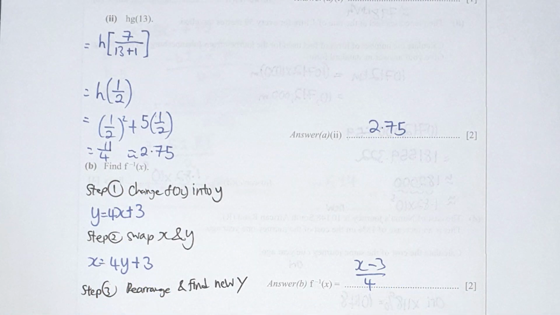Whereas for part 2, you find the g(13) value first. Substitute 13 into the x position in function g, you will get 7 over 13 plus 1, which translates into 1 over 2. You then substitute this 1 over 2 into function h, x position. So we will get (1/2) squared plus 5(1/2). Your final answer will be 11 over 4, which translates into 2.75.